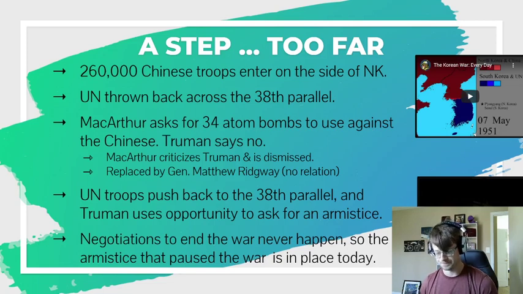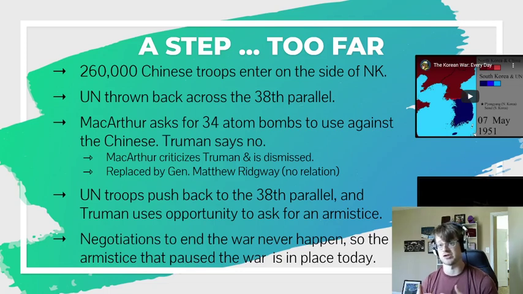Now, at this point, this is where things get kind of crazy. MacArthur, that U.S. commander, goes to Truman and says, hey, I want to use 34 atom bombs and use them against the Chinese. And Truman's aghast at this and says no. MacArthur gets replaced, but that's not relevant for our point here. How the war ends is that they fight to a stalemate. They get back to where this 38th parallel line is, and then Truman uses the opportunity to ask for an armistice.